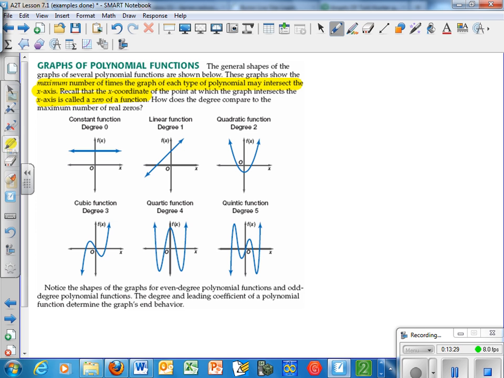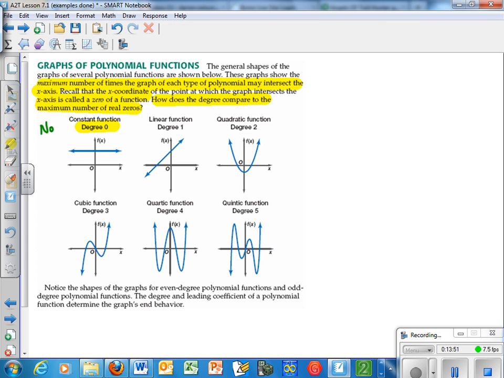How does the degree compare? So let's ask ourselves this question. How does the degree compare to the maximum number of real zeros? Remember, a constant function is a horizontal line. Its degree is 0. Notice the number of real zeros, there are none. It doesn't go through the x-axis. Remember, a real zero occurs where it goes through the x-axis. 0 degree, no real zeros. Doesn't go through the x-axis.